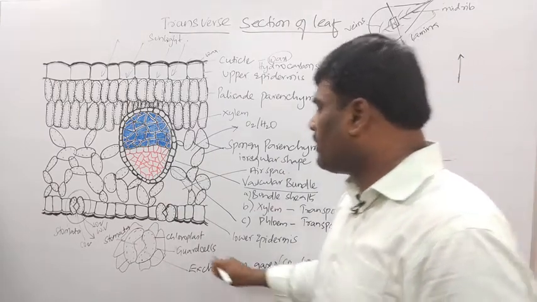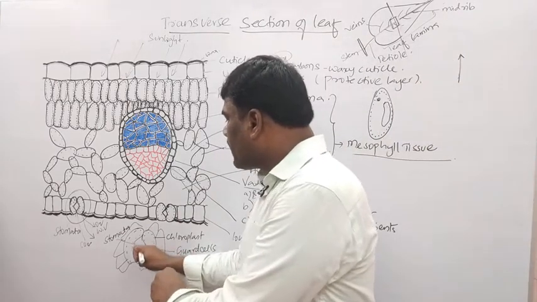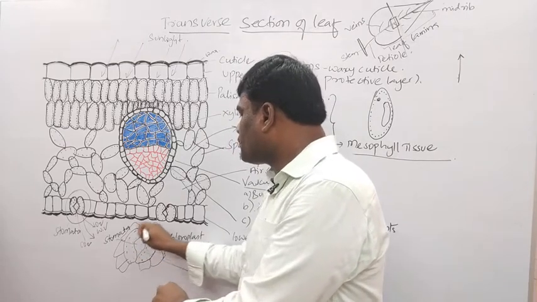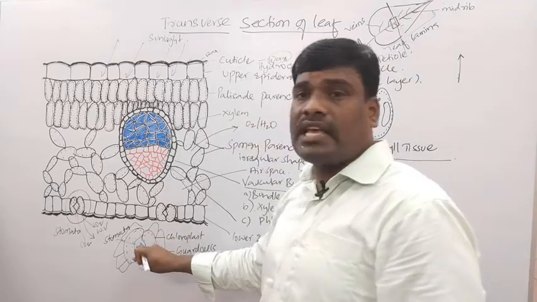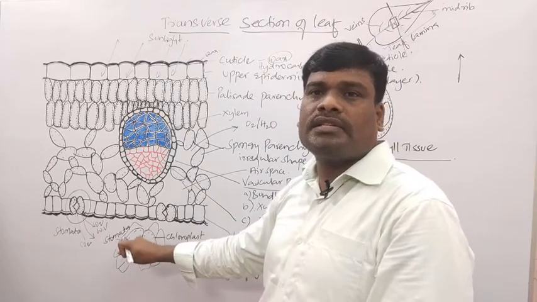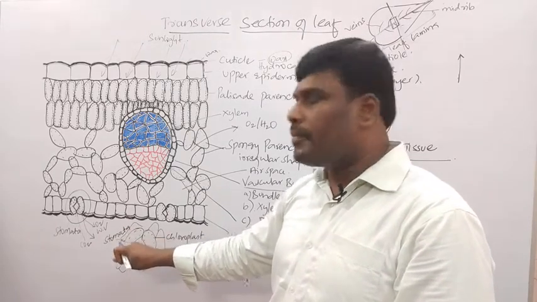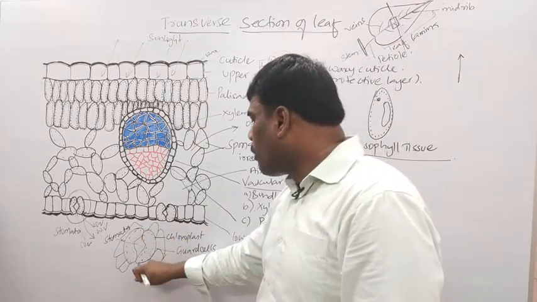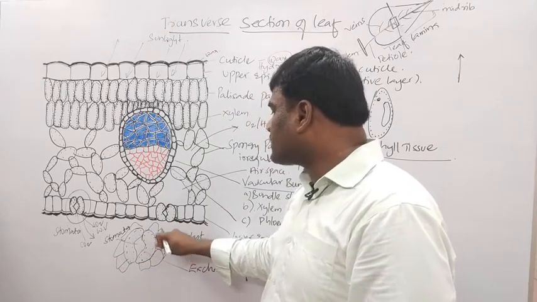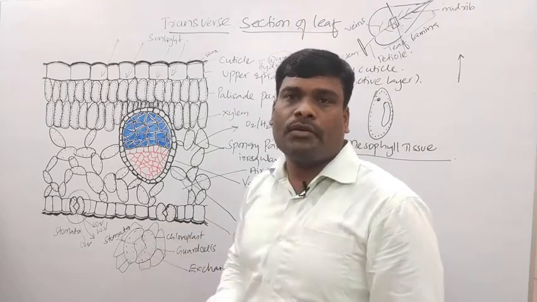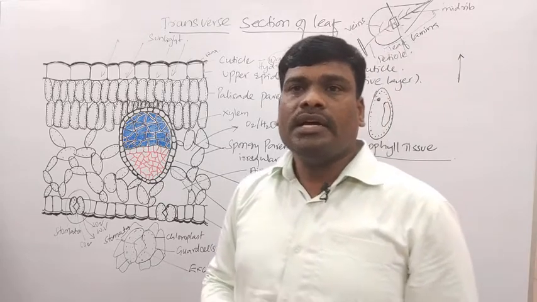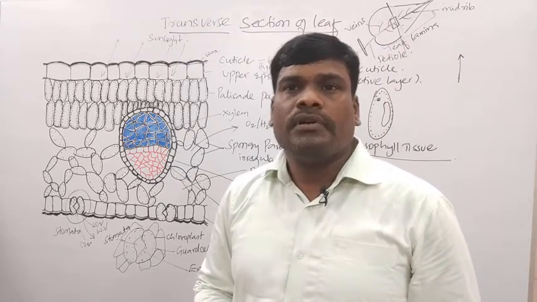Okay, and we see that this stomata is guarded by the guard cells, children, and the guard cells are bean shaped. Even in the guard cells there are a few chloroplasts present, and around these guard cells there are accessory cells also, children. Okay, so this is all about the transverse section of leaf.